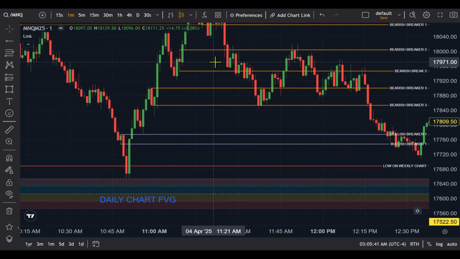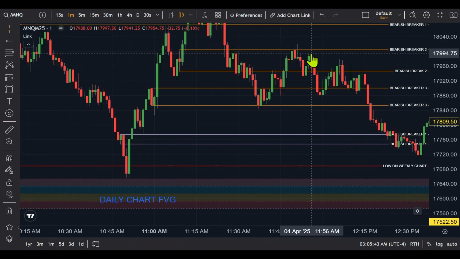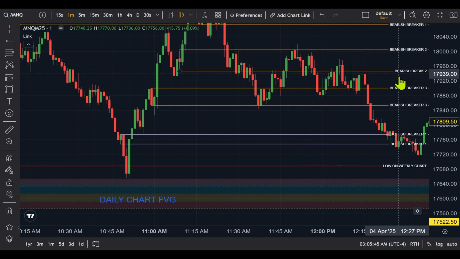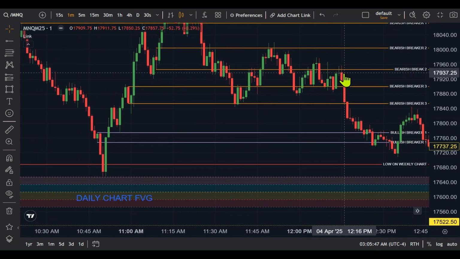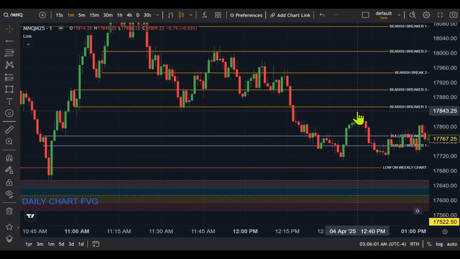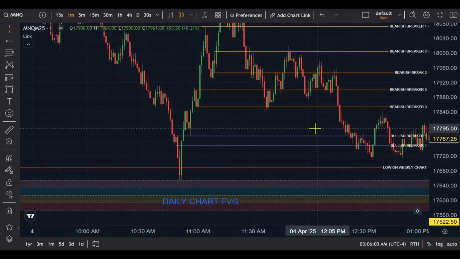Okay. We rejected off of this breaker number 2. We started trading below it right here. Candle bodies are respecting it, so we could sell short somewhere around here, or maybe even here. Now we're through the other breaker. We can sell short there. We could try to get back in right here. Okay, any of these options would work.